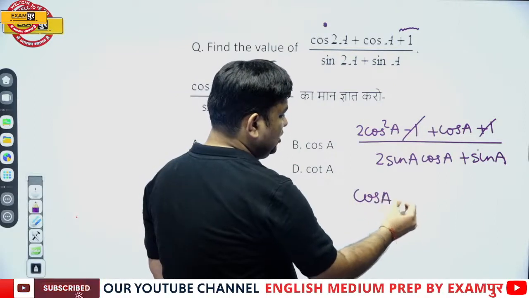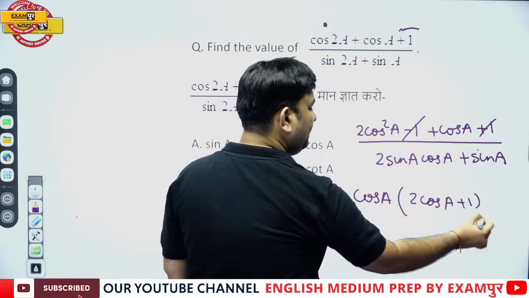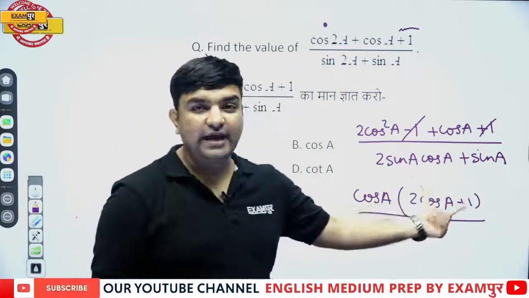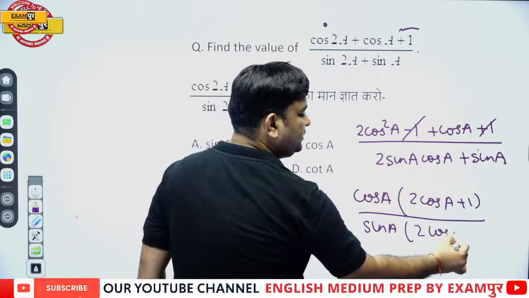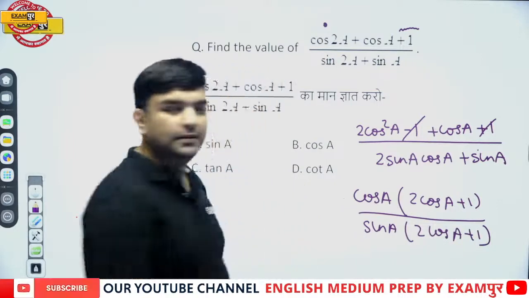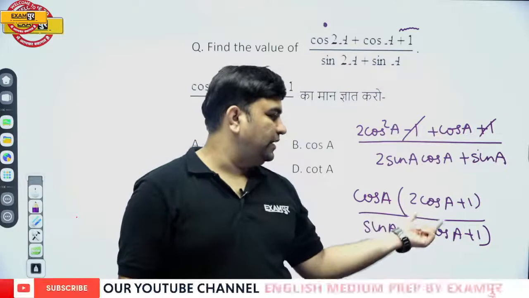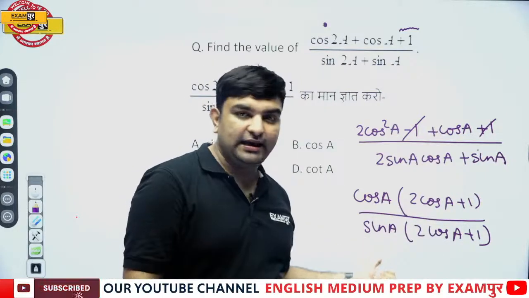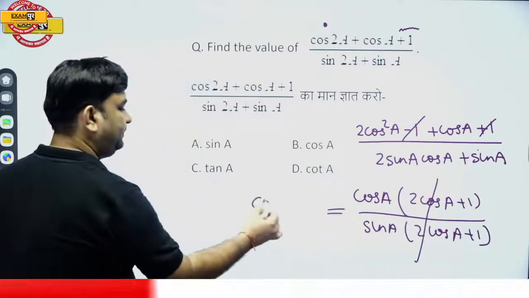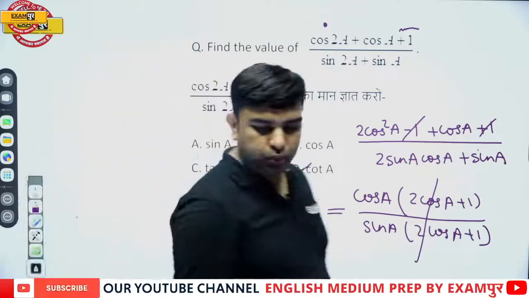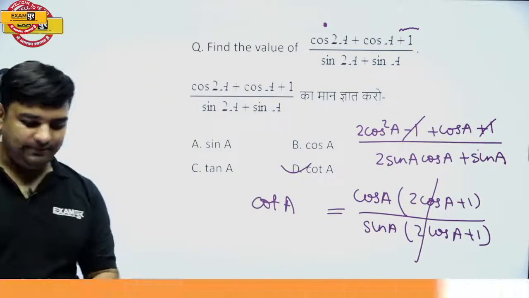Take cos a common, it will become 2 cos a plus 1. Take sin a common, so again it will become 2 cos a plus 1. Answer is cot a. Cool, guys.